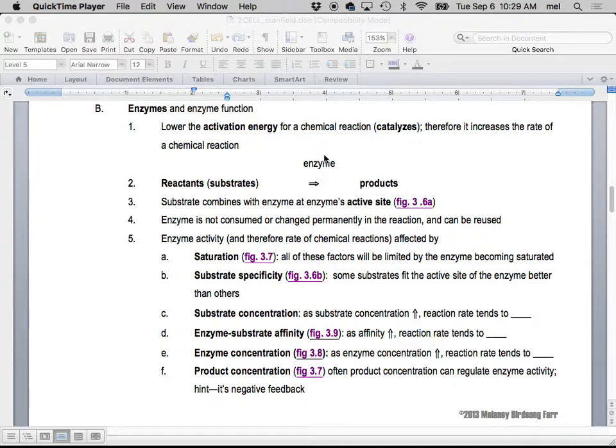So let's make sure we've got all the players down. You know that the reactants are now called substrates. Substrates specifically will bind to the active site of the enzyme, or sites of the enzymes. And that's the definition of the active site: it binds the substrates. Okay? Nothing else can bind them. There may be other binding sites, but they are not going to be active sites. Okay, keep that in mind for a second.